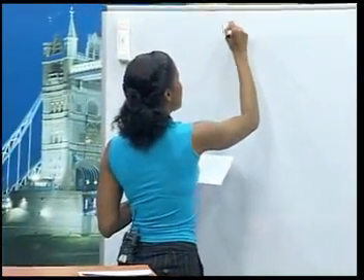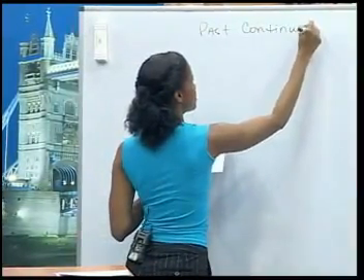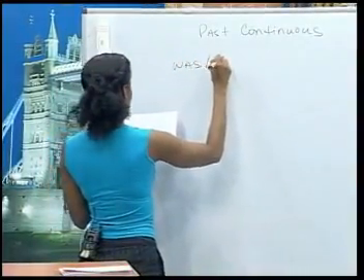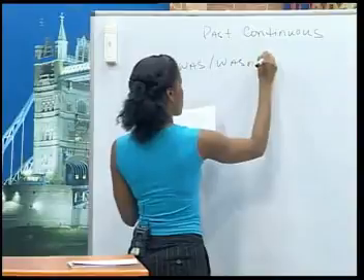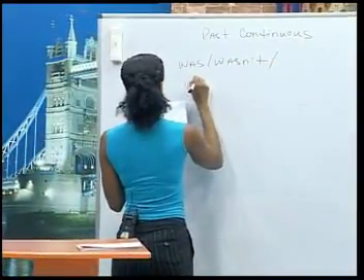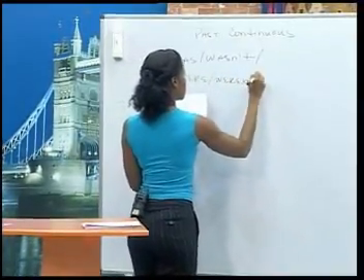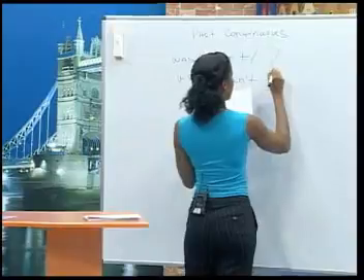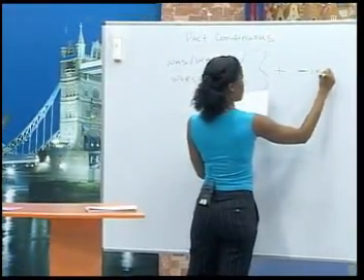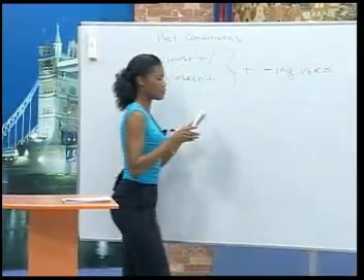Okay, so this is how we formulate past continuous. We have was or wasn't or were or weren't plus your ing verb, present participle.